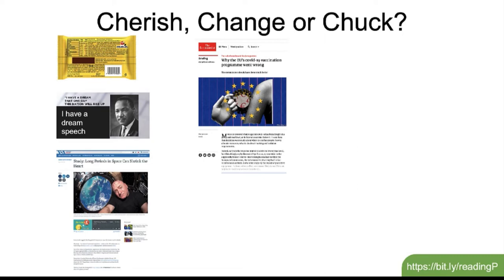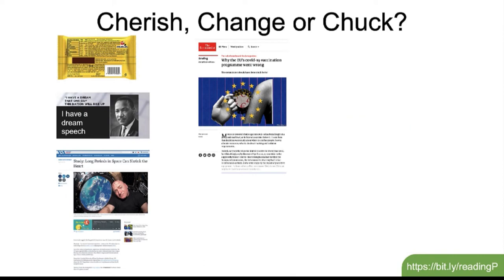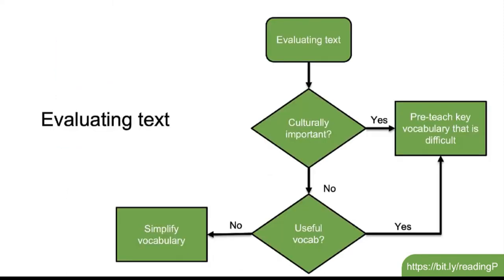Some of you might say, well, actually, no, for younger users, I would chuck that and I would find a simpler article, and that's absolutely fine. This is about thinking and about having a process and learning what is important for your users. So how will we evaluate text? Hey, I'm a computer science teacher. Of course I was going to find a way to put a flowchart in.